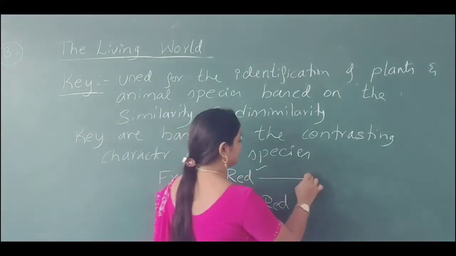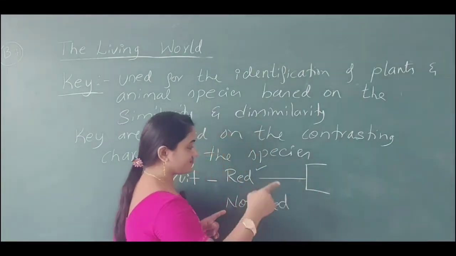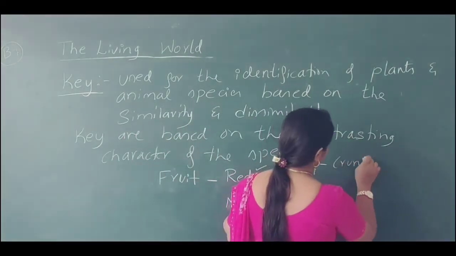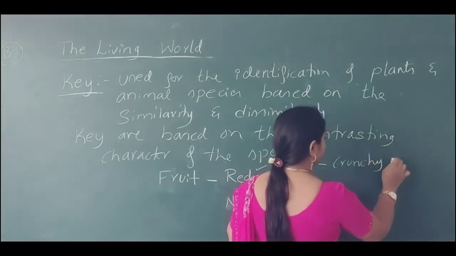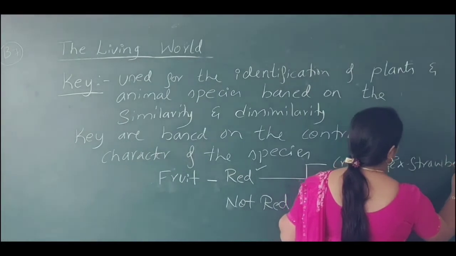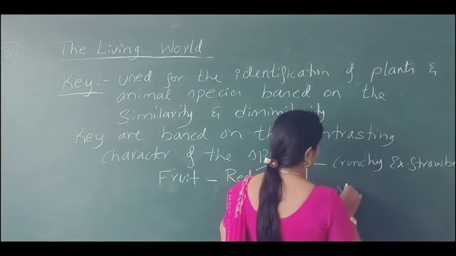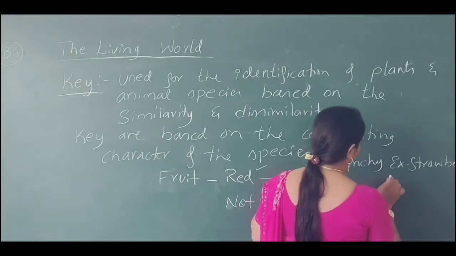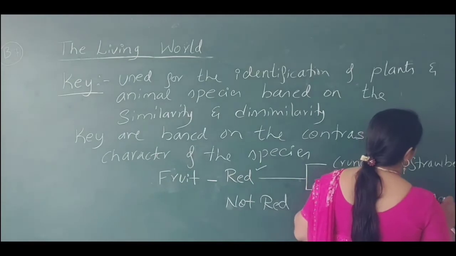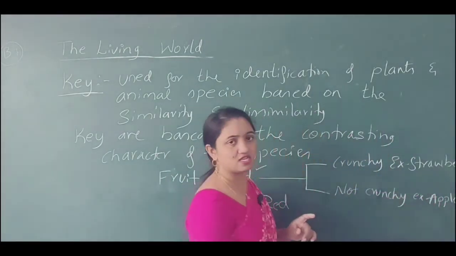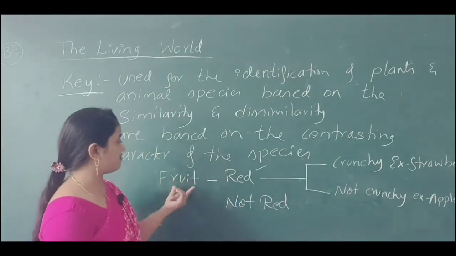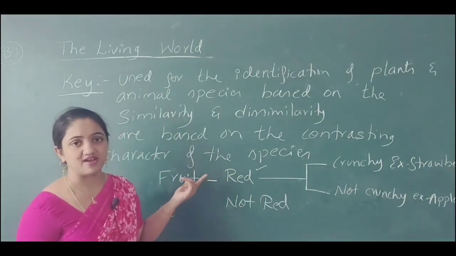If this statement is correct, you will proceed forward with two more statements. Like if it is a crunchy one, maybe this fruit is a strawberry. And if it is not crunchy, maybe this fruit is an apple. You can easily make out which fruit is strawberry and which fruit is apple. Only for the sake of an example, a simple example I have taken here.